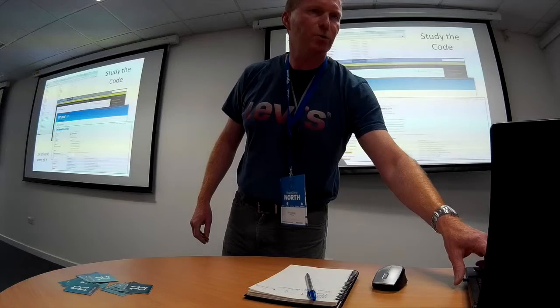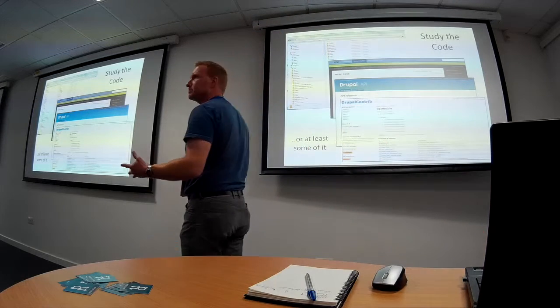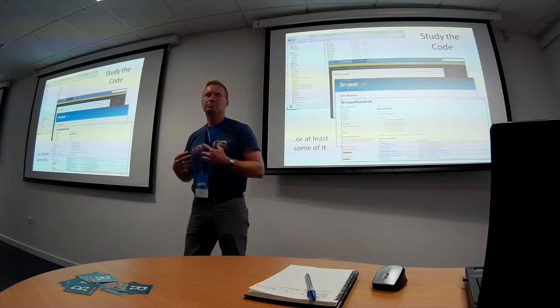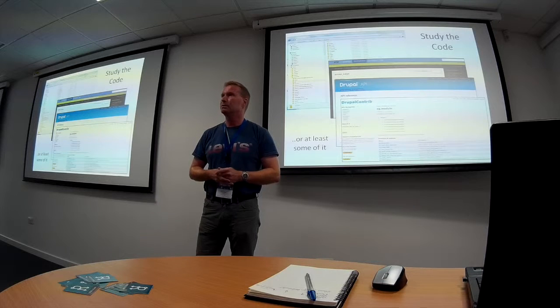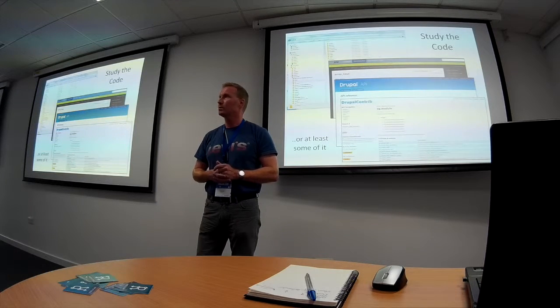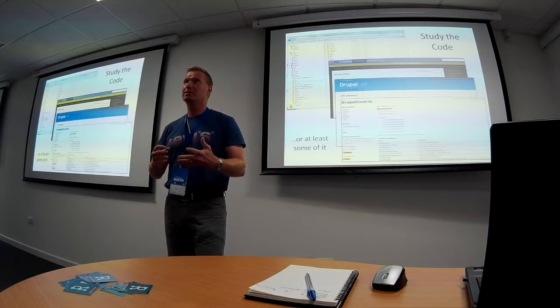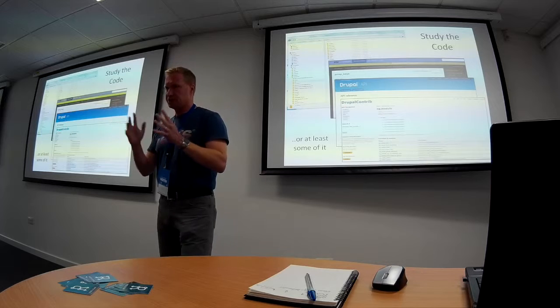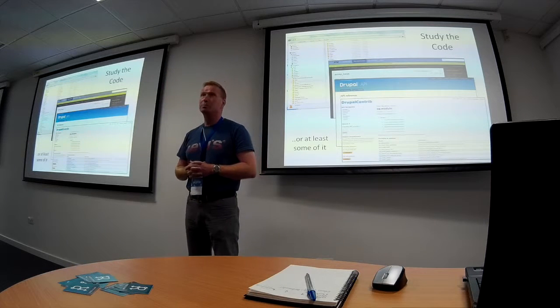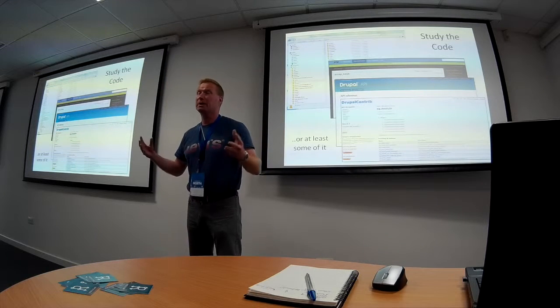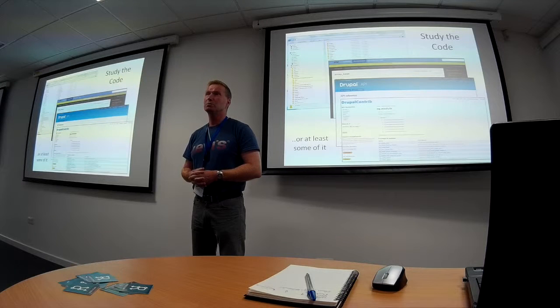So if we go to the next one, it is study the code. My suggestion is that you're not going to get really good at developing unless you read a lot of code. Read a lot of good code by other people. Understand it, try and work out what they're doing. If you want a suggestion for a start, download the Real Name module. Again, that's my opinion. It's a simple module, it's quite well written.